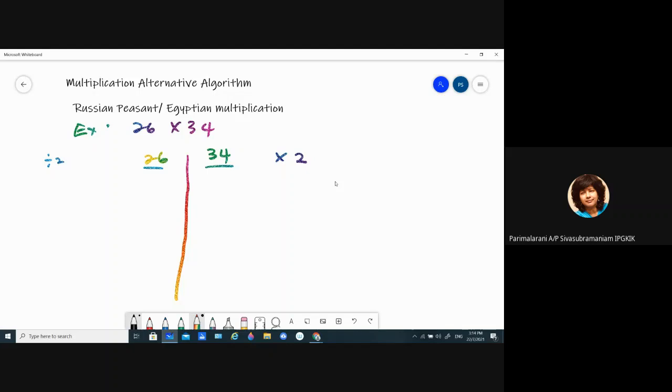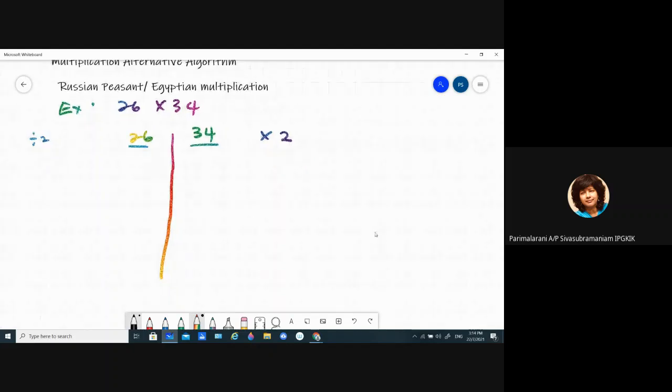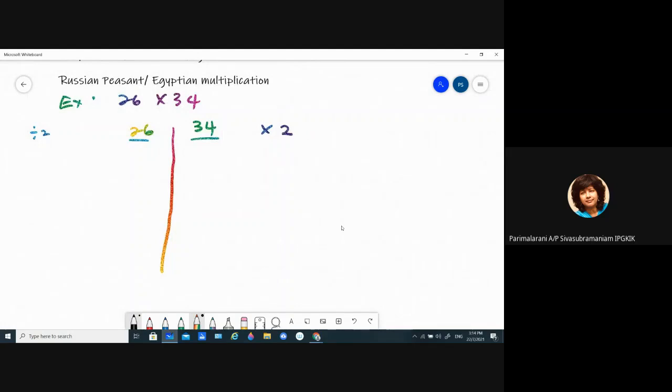So we start with the left-hand side. 26 divided by 2 is 13, no remainder. 13 divided by 2, 6, remainder 1, forget the remainder. 6 divided by 2, 3. 3 divided by 2, 1, remainder 1. So we've reached 1 already. When we reach 1, we can stop here. Then we do the right-hand side.